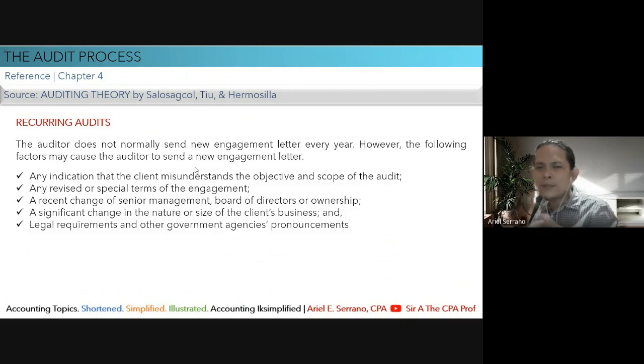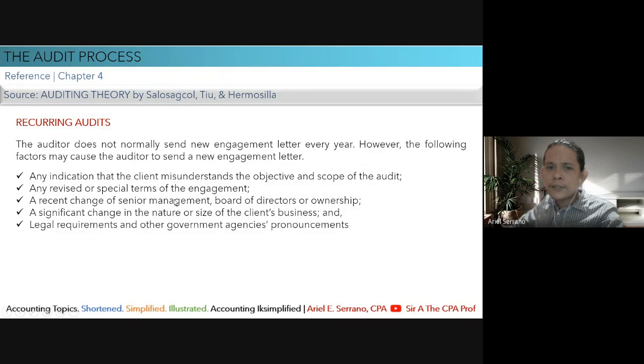Especially, in terms of the scope, akala nila, initially, ang scope ng audit ay ganito. Yun pala hindi nila naintindihan na lahat pala, no? Akala nila limited lang. Any revised or special terms of the engagement. Okay, dati, meron lang tayong specific na trabaho as part of the engagement. Pero ngayon, nagkaroon ng increase sa scope. So, merong revision or special terms of the engagement.